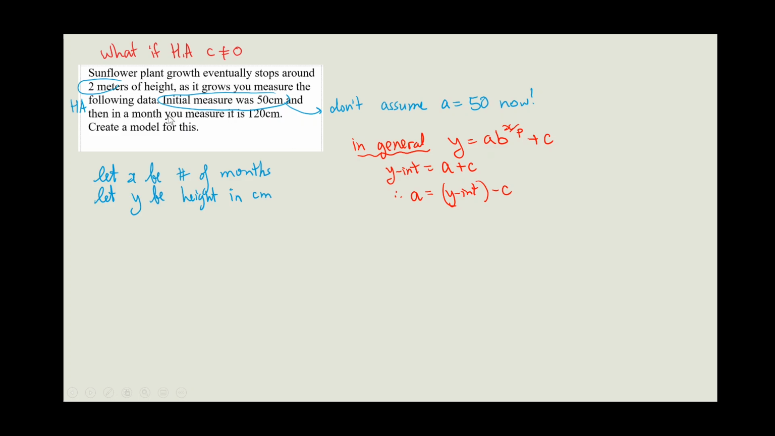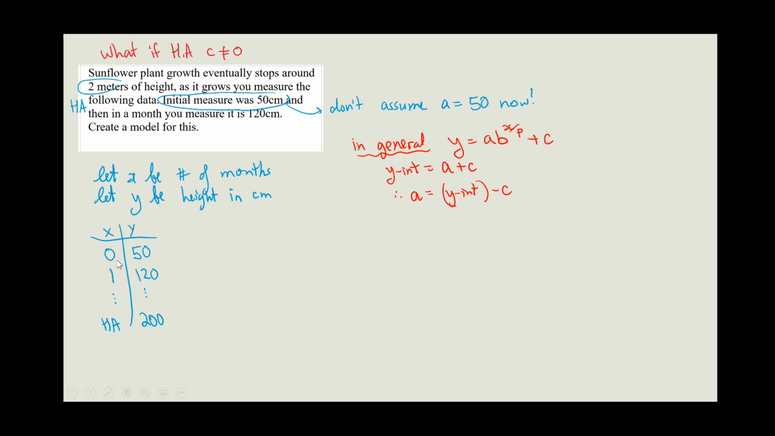So if we understand that, let's start with let statements. Let x be the number of months, because it talks about then in a month you measure. So we could say the independent variable is to do with months. Let y be the height in centimeters, because we're measuring the height here.